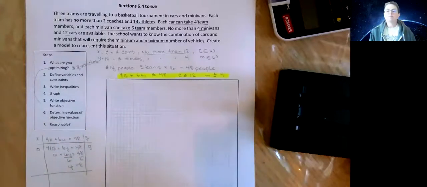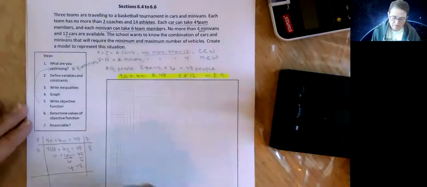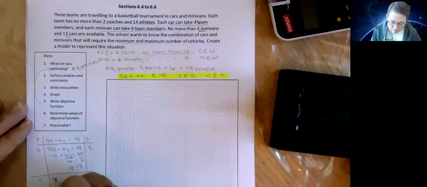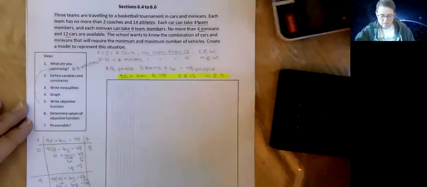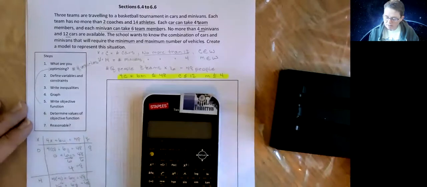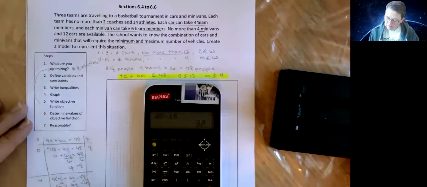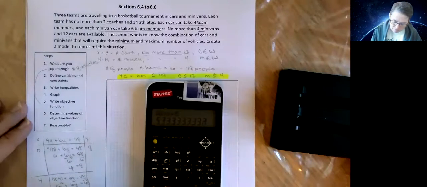Now, because 48 is a fairly big number, I'm going to try x equals 4. So 4 times 4 plus 6y is 48. 16 plus 6y is 48, minus 16, minus 16. I don't know today what minus 16 is. 32 maybe? 48 minus 16. Ooh, 32. 6y is 32. And divide by 6, 5.3.